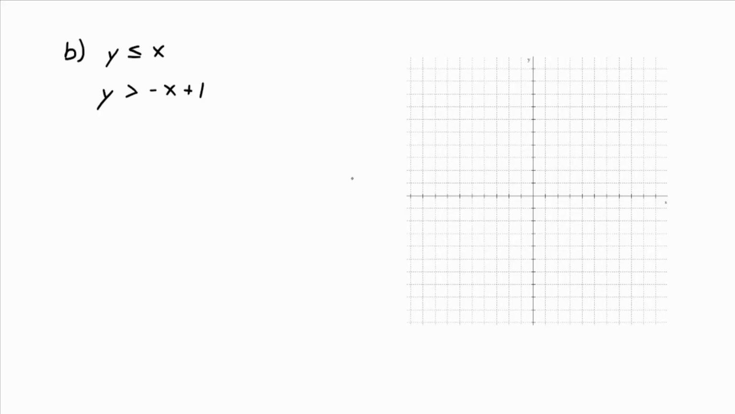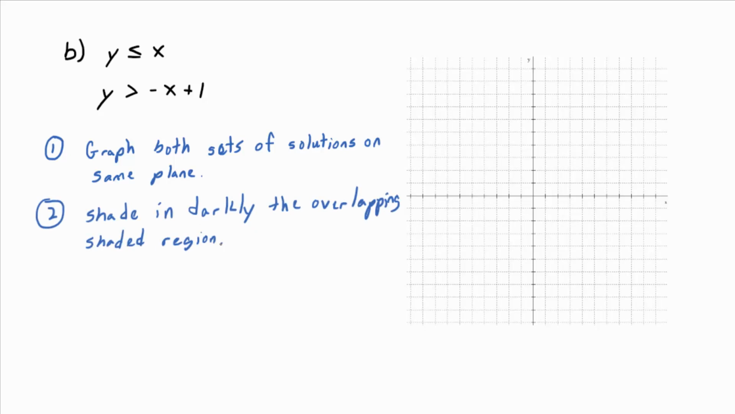So I'll just write that down. Step 1: Graph both sets of solutions on the same plane. Step 2: Shade in darkly the overlapping shaded regions from both inequalities. That's it. That's the solution set. The overlapping part that you shade in darkly represents your set of ordered pairs that satisfy both inequalities.